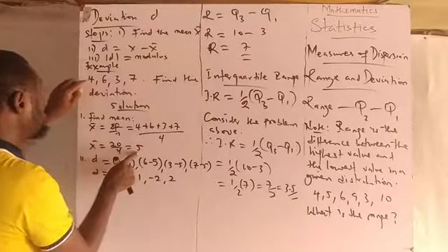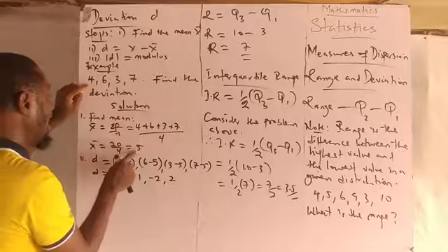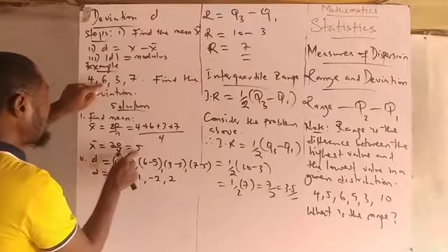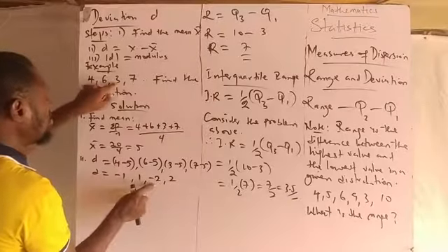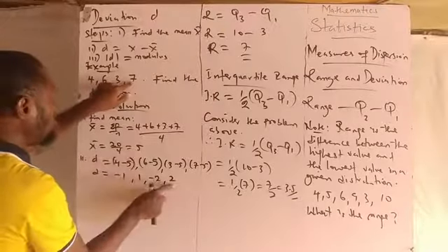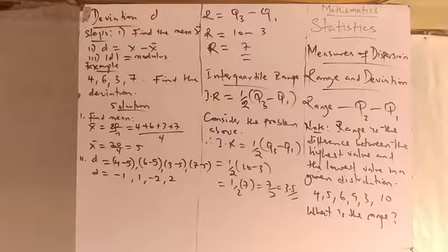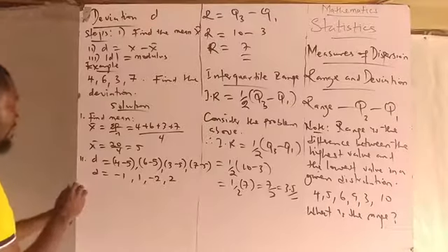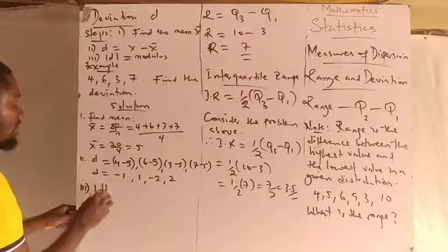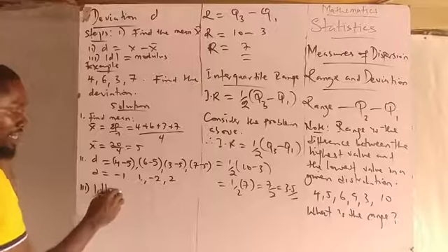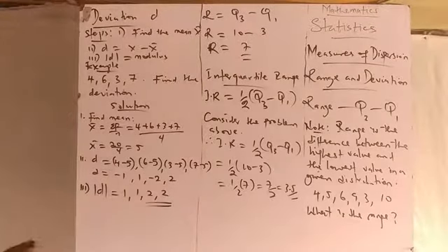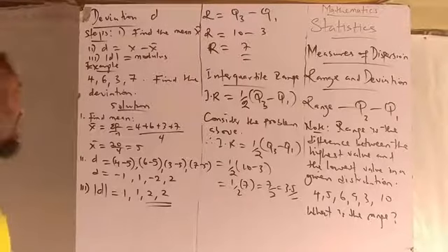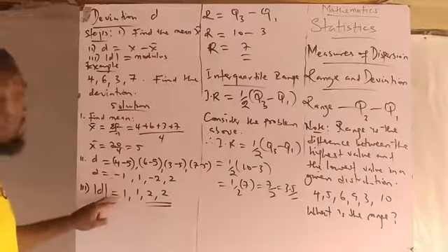So here you have 4 take away 5 is minus 1. 6 take away 5 is 1. 3 take away 5 is minus 2. And 7 take away 5 is 2. Then I said lastly, you can find the modulus of your deviation. The modulus of these numbers are simply 1, 1, 2, 2. That is the final result. So here are our deviations, and here are the modulus of the deviation.